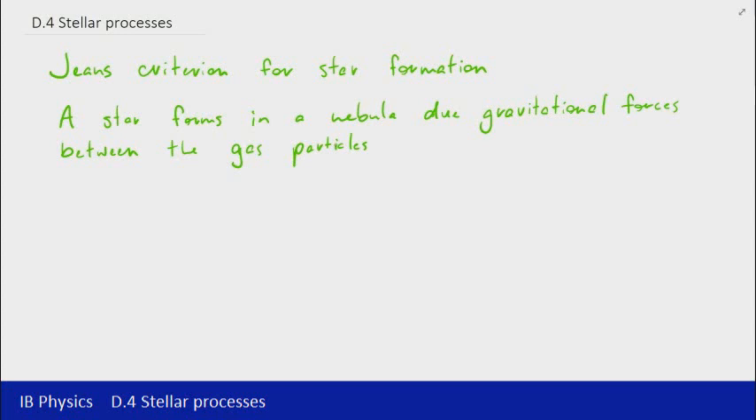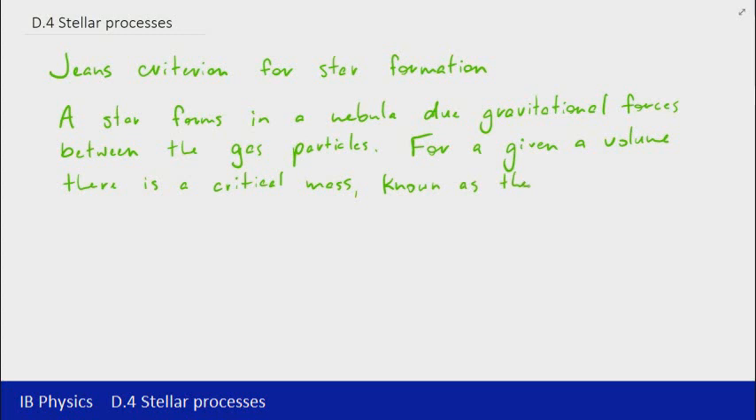It's a nice easy way of stating it, but it's not just a matter of any gas cloud will collapse. It requires a certain amount of mass when we consider a given volume. So for a given volume, there is a critical mass, and that mass is known as the Jeans mass. The symbol that we use there is M with a subscript J, and the reason why we need that mass is so that there's enough gravitational force that can actually pull the clumps of gas together.